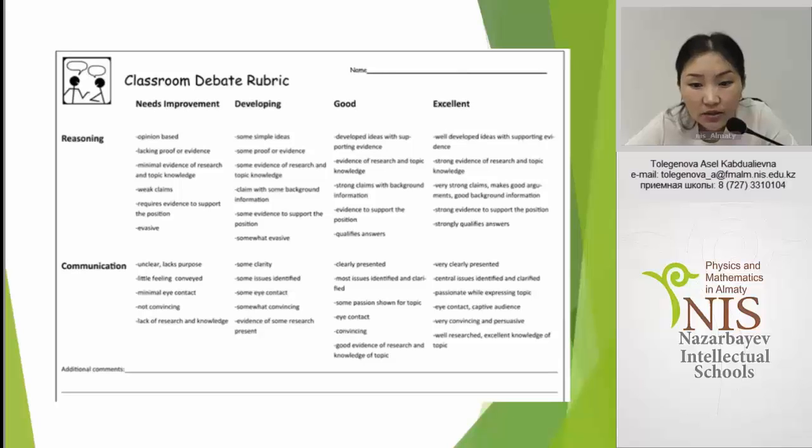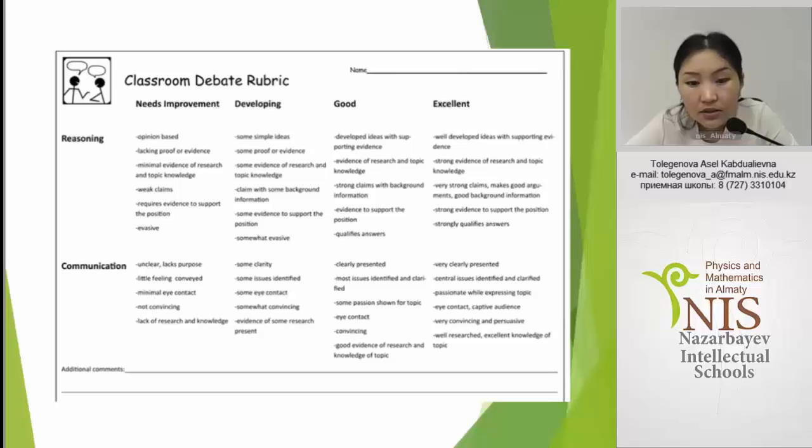And the next mark is good. For this, they need developed ideas with supporting evidence, evidence of research and topic knowledge, strong claims with background information, evidence to support the position and qualifies answers. And for communication, they need clearly presented, most issues identified and clarified, some passion shown for topic, eye contact, convincing, and good evidence of research and knowledge of topic.